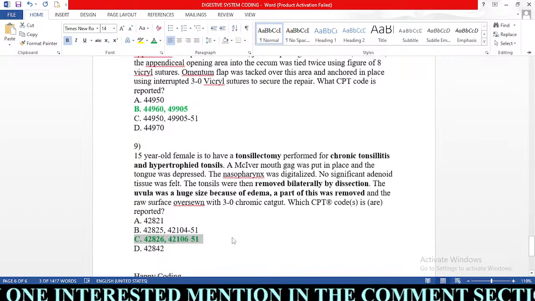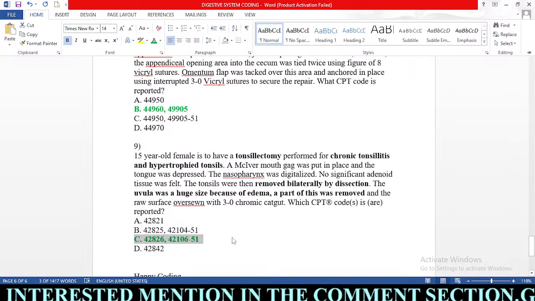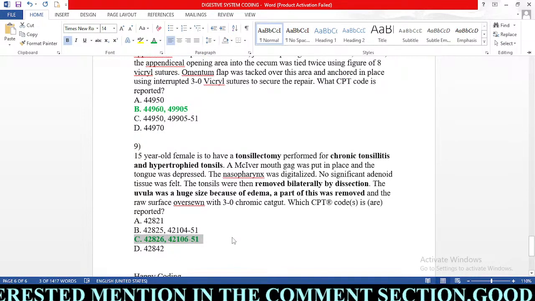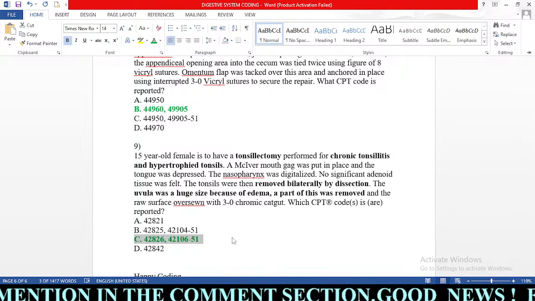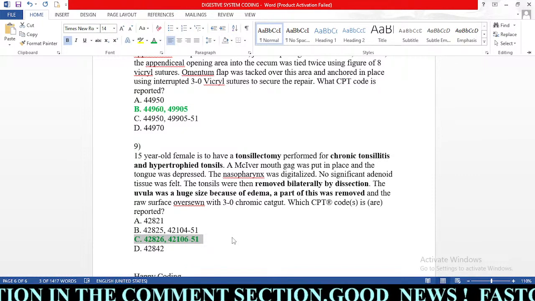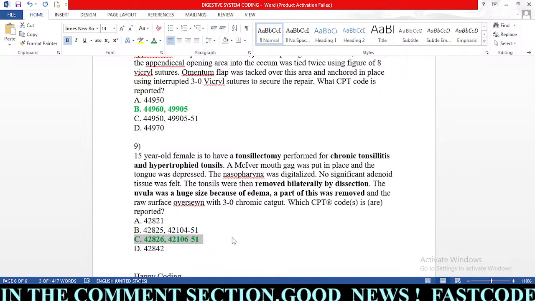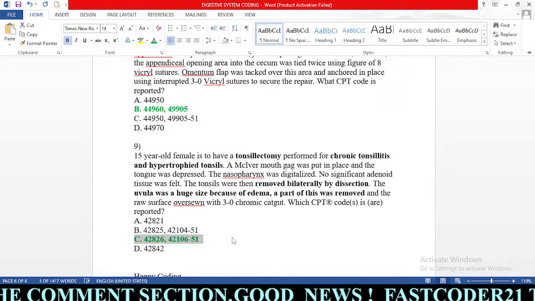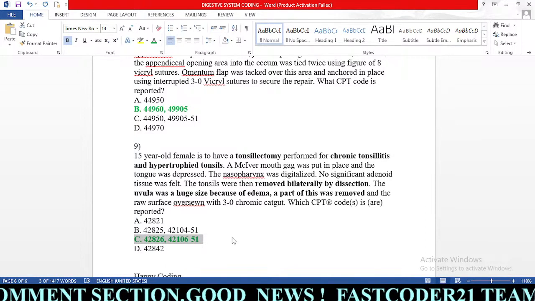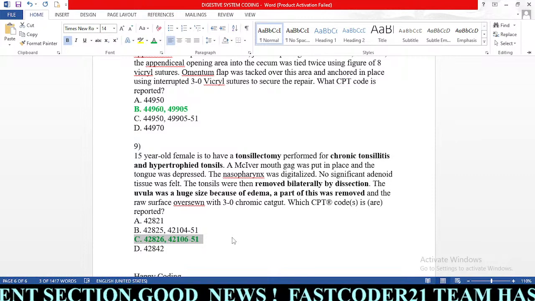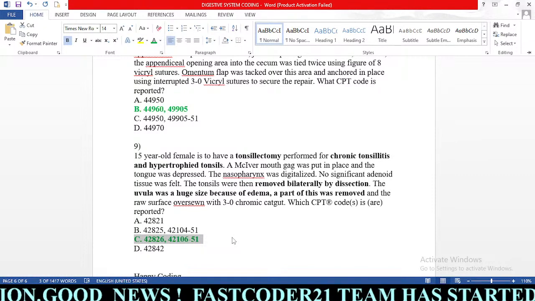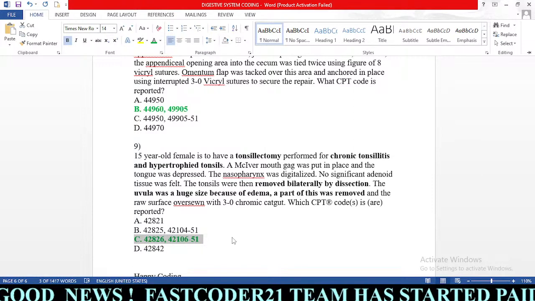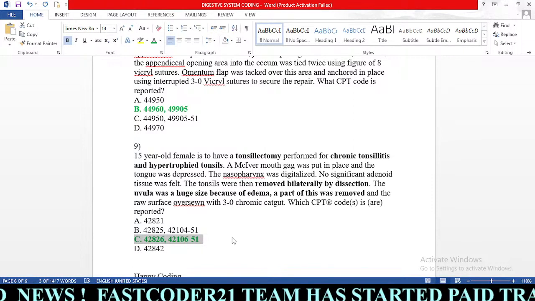We will check 42106 also. What is that? 42106 is excision of lesion of palate, uvula, with simple primary closure. So 42106 is for removal of uvula.